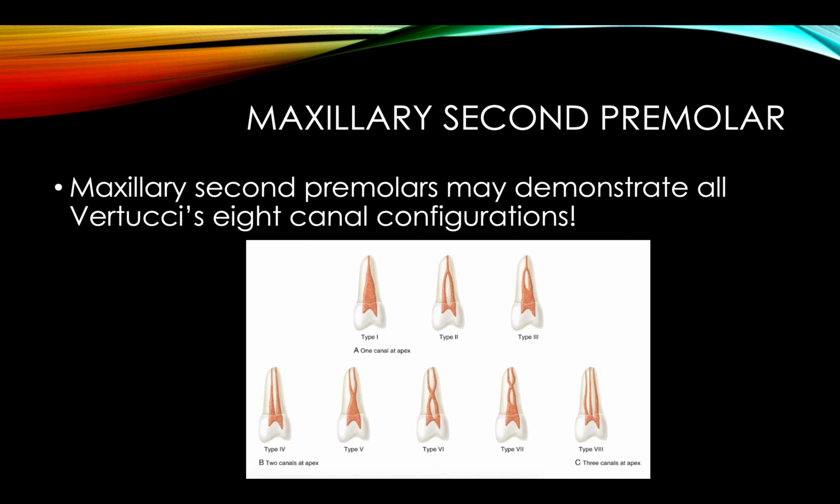The Vertucci group also found that the maxillary second premolar has the most variation in root canal anatomy, and it can demonstrate all 8 root canal configurations. So within the single root of this tooth, you can have any of Vertucci's 8 canal configurations. So it's not an easy tooth to treat.